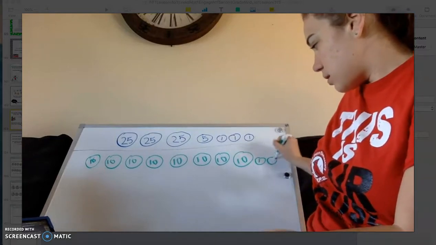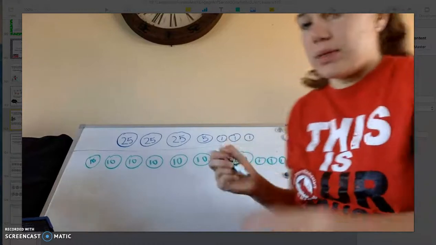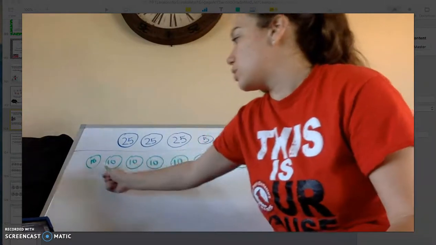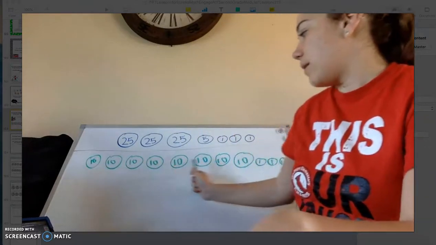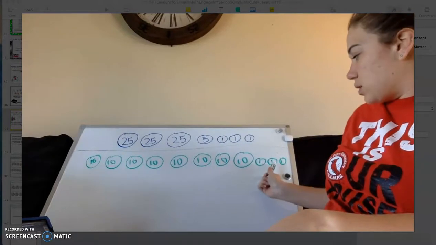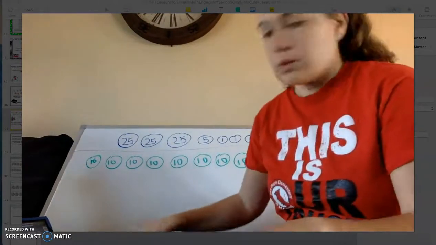81, 82, 83. So we need 1, 2, 3, 4, 5, 6, 7, 8 dimes and 1, 2, 3 pennies. Nice work.